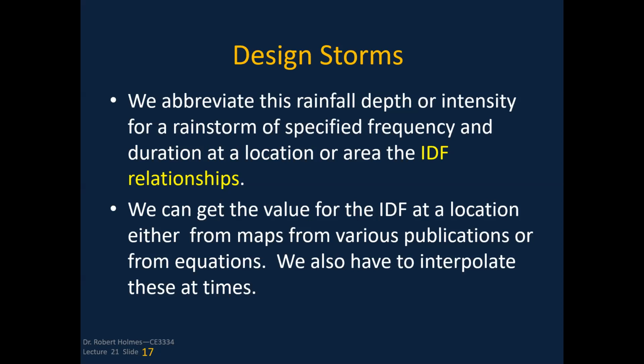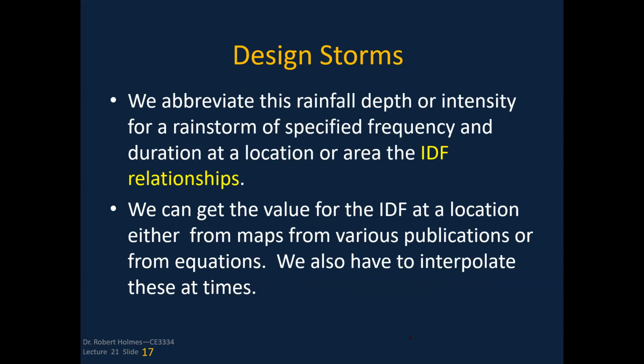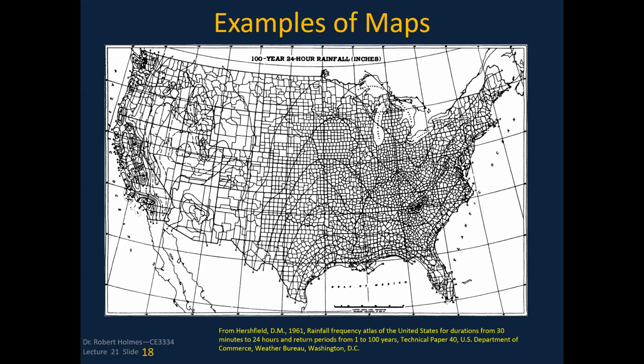We call these the IDF relationships, as I mentioned on this previous slide. So this is the IDF. That's where we get them. And we can get that value based on statistical analysis that's been done by the National Weather Service. And so they produced, and this is an old publication called TP40. We no longer use this. We've got updated statistics, but I want to show you this.